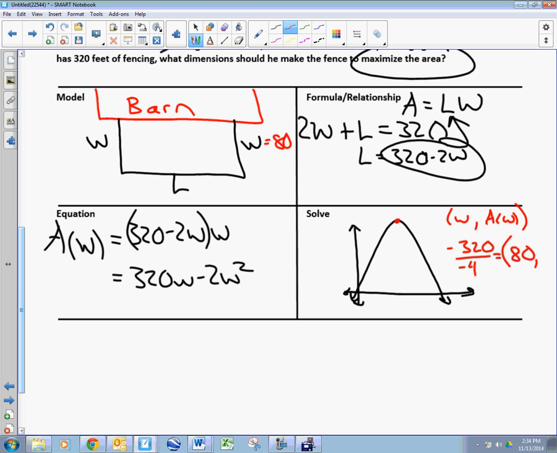320 minus 160 is, I thought you said to plug it back into the area function. So the answer is 80 feet by 160 feet. You don't.